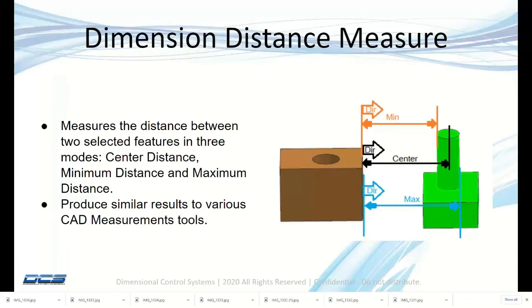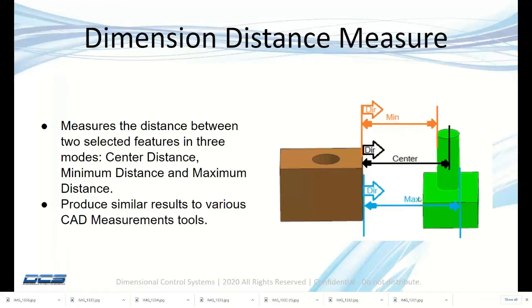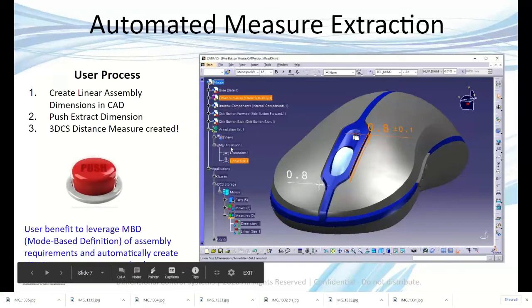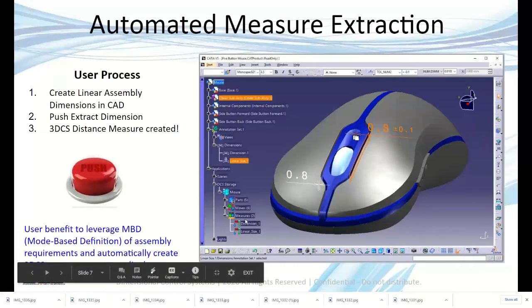So now we added this dimension distance measure. As you can see from this picture here, we can measure center to center, minimum distance, maximum distance, and produce similar results that you get if you measure the same type of thing in your CAD platform. We also have added the capability for this dimensional distance measure to extract directly from the CAD. So if you have assembly dimension distance measures, as you see in this picture here, or over here and here, with a button click, we can extract them and turn them into measurements in the 3DCS software.